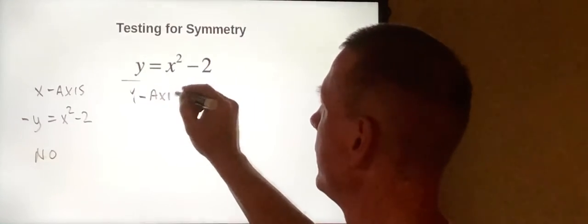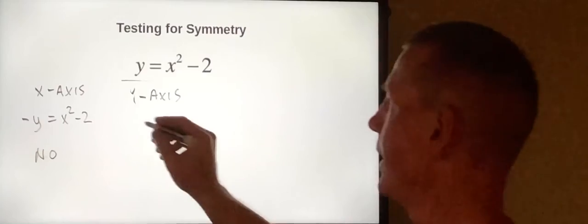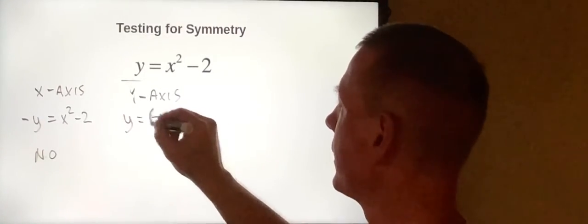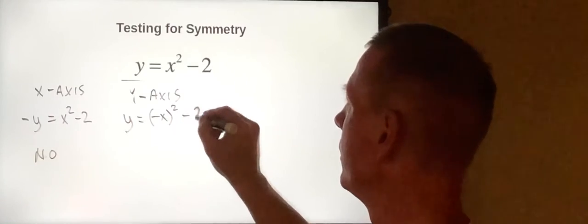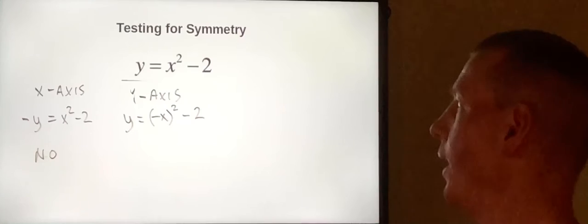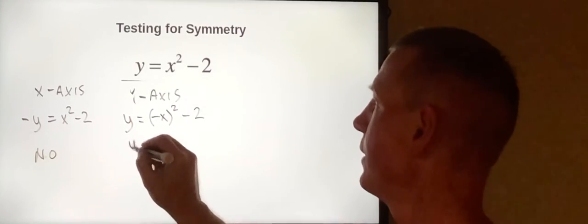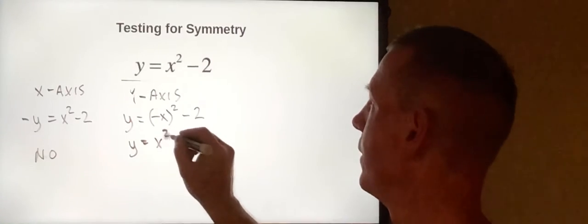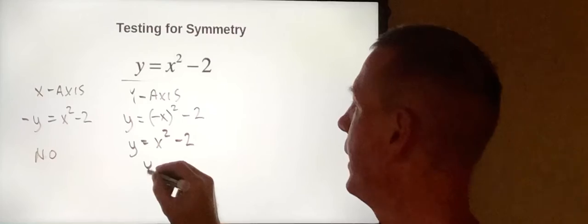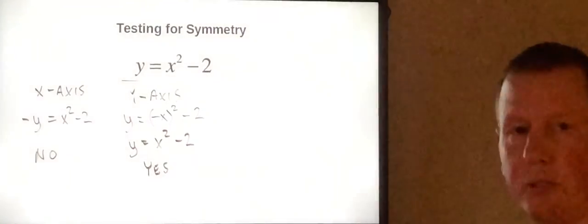Now, let's try y-axis symmetry. Y-axis symmetry indicates that I'm going to put in a negative x wherever there is an x. So this would be y equals negative x squared minus 2. Well, if I go through that process, y equals, and again I get rid of the parentheses, it yields me the same equation. These two are the same, so yes, this would have y-axis symmetry.